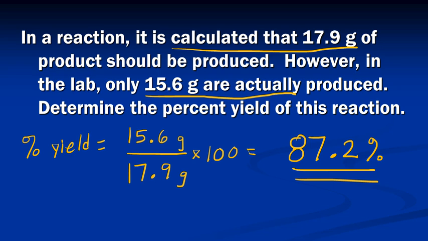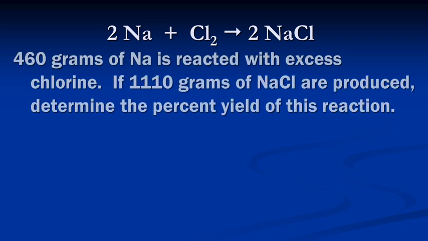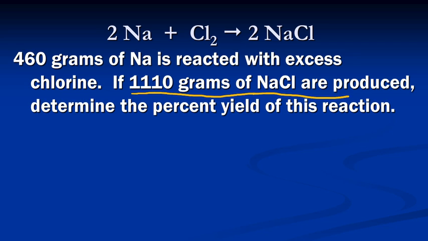Let's try another example, one that may be a little bit more challenging. In this case, we have a balanced equation, and we have this process. It says that 460 grams of sodium is reacted with excess chlorine. If 1,110 grams of sodium chloride are produced, determine the percent yield of this reaction. Well, as you can see, we have an actual yield that's given to us. It says that we actually make 1,110 grams of sodium chloride.